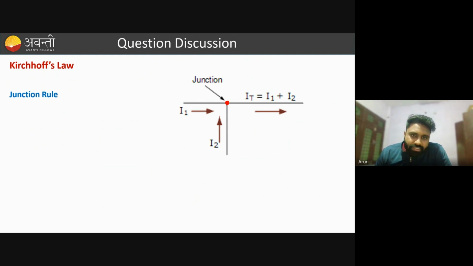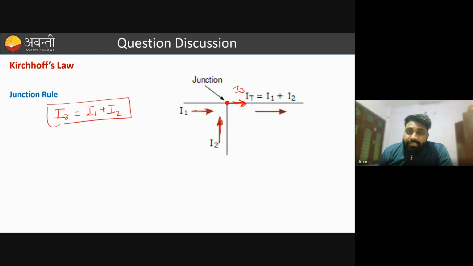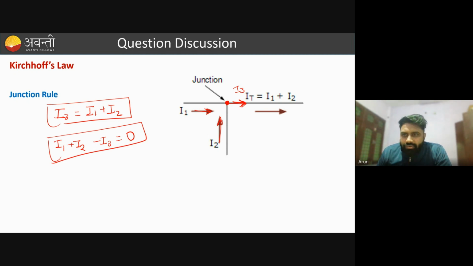So here in the junction, if you see, this is the incoming current I1, this is the incoming current I2. So at this junction, let's say the outgoing is I3. So I3 will be I1 plus I2. Or you can also say the sum of all the currents at a particular node or junction will be 0. So I1 plus I2, because they are incoming, we take positive, and this is outgoing, so I will take it as minus I3 is equal to 0. Got it? So this is the junction rule of Kirchhoff's law.